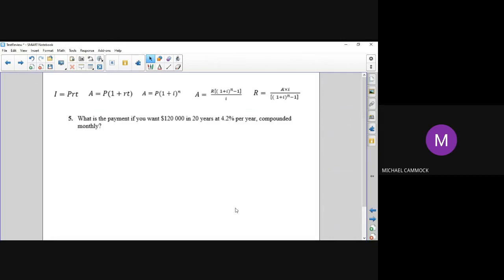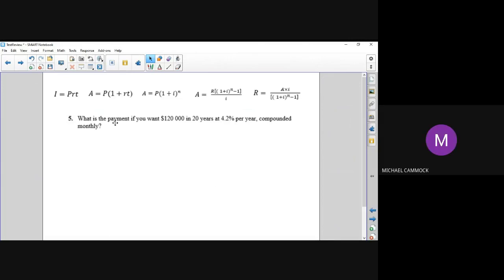What is the payment if you want $120,000 in 20 years at 4.2% per year compounded monthly? Number 3. Okay, is this an annuity? It is.